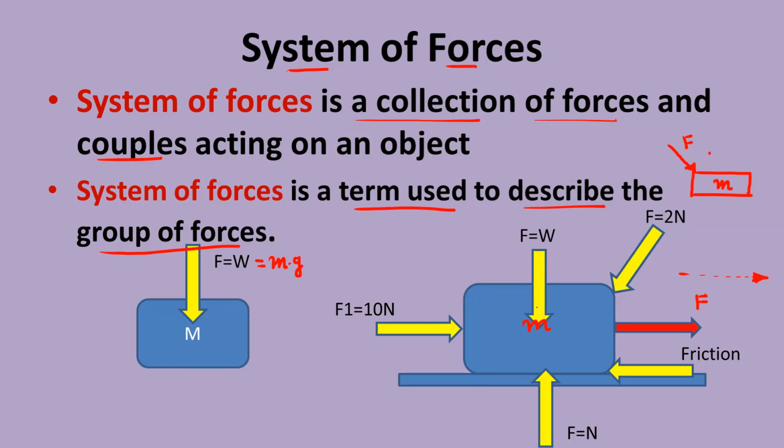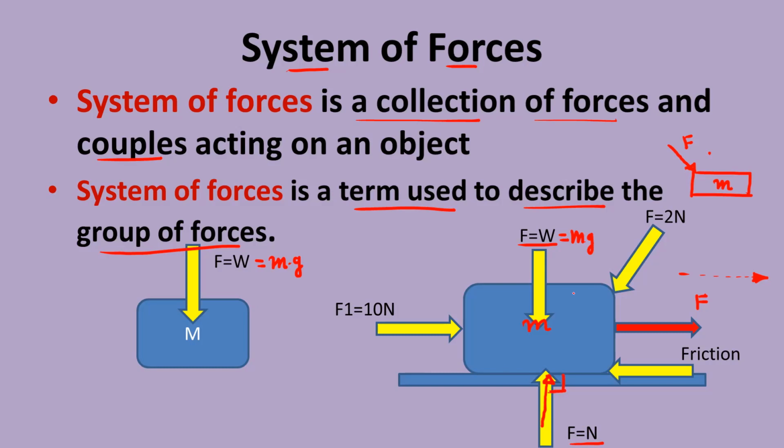Then there is a second force due to gravity. It is the weight force, which is equal to mg. As this object is kept on this horizontal surface, this surface will offer the reaction. So this is the reaction, which is nothing but the normal reaction. It is perpendicular to the contact surface.